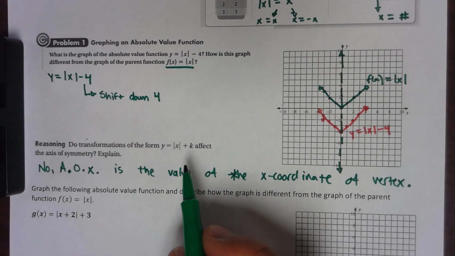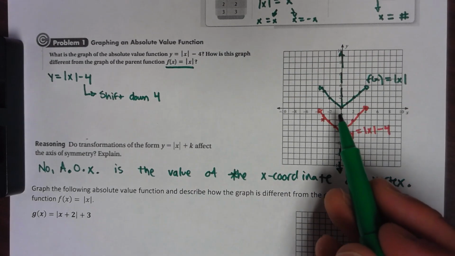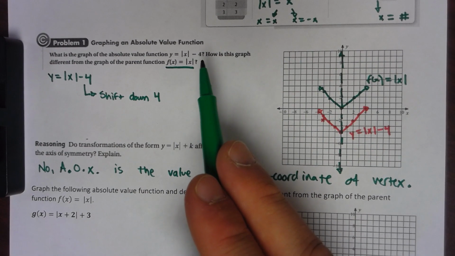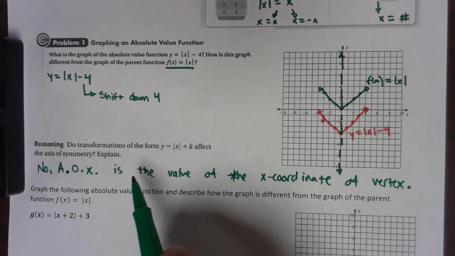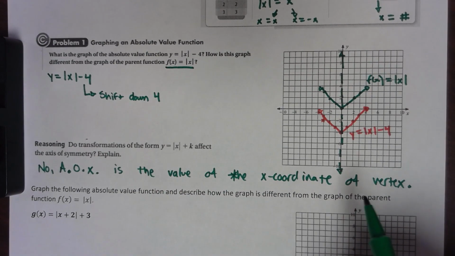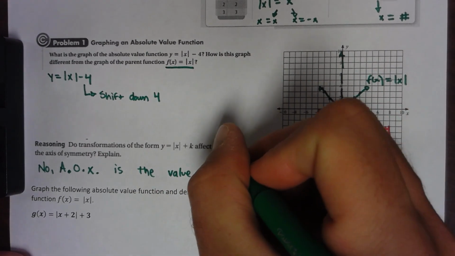And because k affects our y's, right? Our y's are changing. The x's haven't changed at all when we're doing a vertical shift. Our axis of symmetry does not change. Okay, so the axis of symmetry is affected by only horizontal shifts. And let's make a note of that.